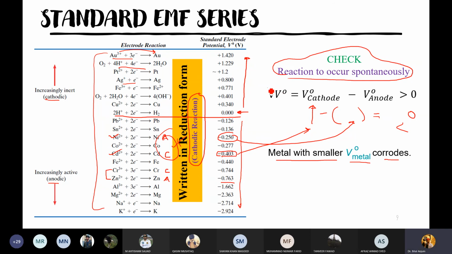Yes, sir. So the cell potential is calculated as V cathode minus V anode, and if it is greater than 0, that means your reaction would take place spontaneously. If it is less than 0, that means the reaction would not take place spontaneously.